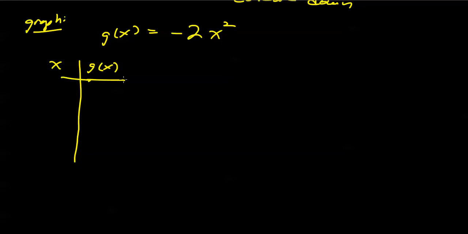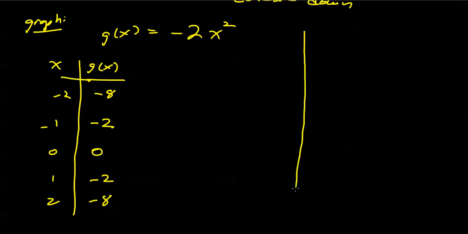Alright, g of x is minus 2x squared. I'm going to plug in some values of x here and see if I can get a table of values and plot these points. If x is minus 2, g of x is then negative 8. If x is minus 1, g of x is minus 2. If x is 0, g of x is 0. If x is 1, g of x is minus 2. And if x is 2, g of x is minus 8. I'm going to do my best to sketch a graph here in the xy plane.